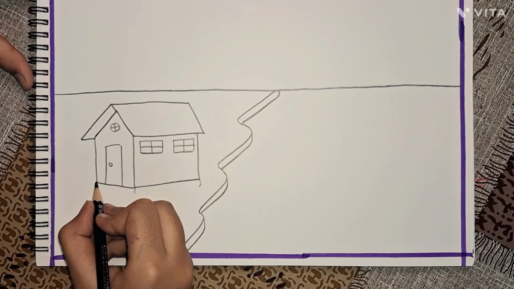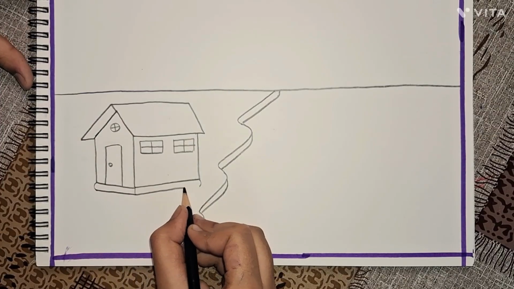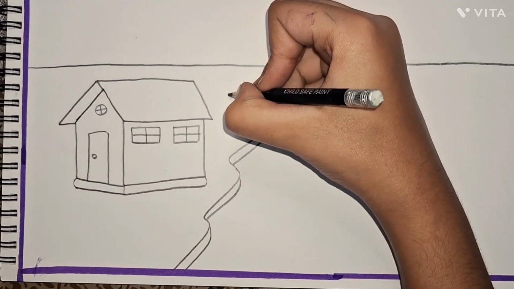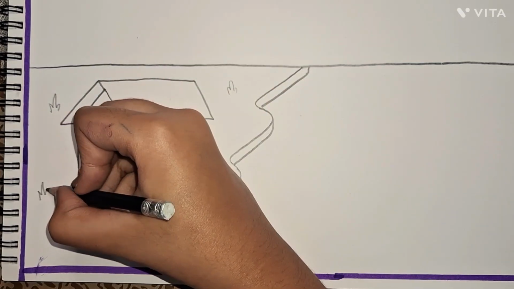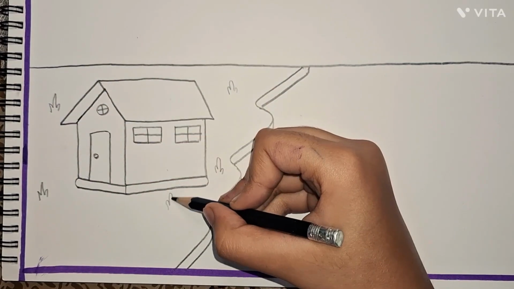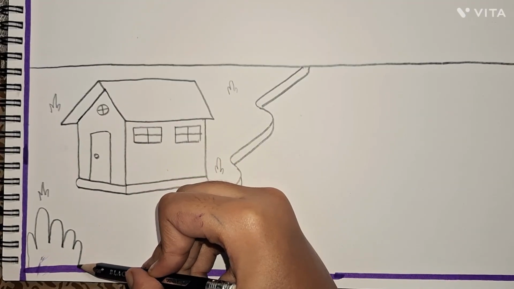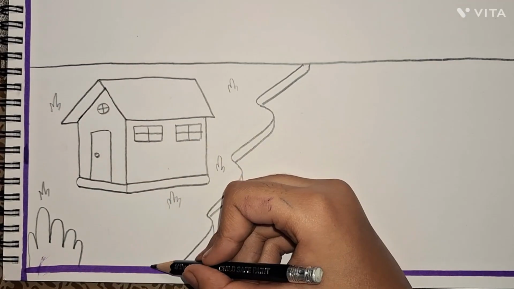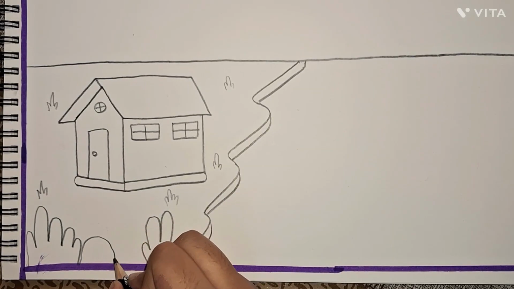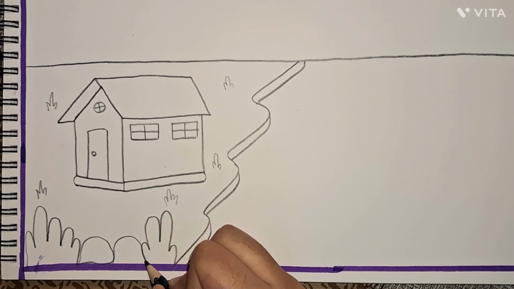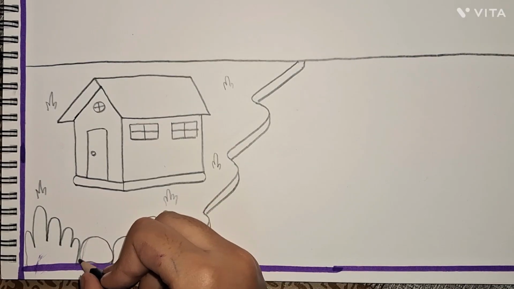after this I'm making a small platform below the house. I'm making some grass, some bushes, two rocks. I'm shading them a little bit.